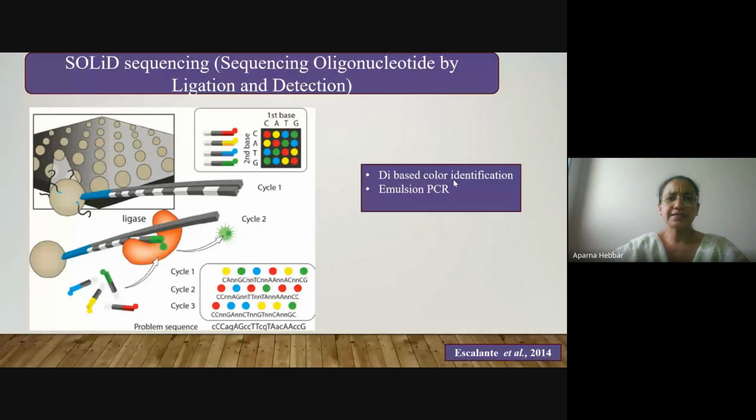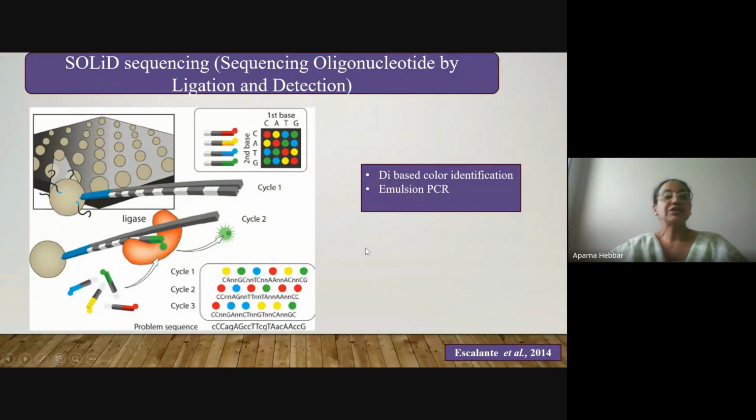And the interesting point here is that it is a dye-based color identification. I already told that, for example, if blue fluorescence is out, that means the first base is T and the second base is C. If green color is produced, it means the first base is G and the second base is C. So this is the dye-based color identification based on which the matching will be done, cycle 1, cycle 2, because the primers are shorter than the earlier primer. So repeated analysis will help to sequence the DNA.